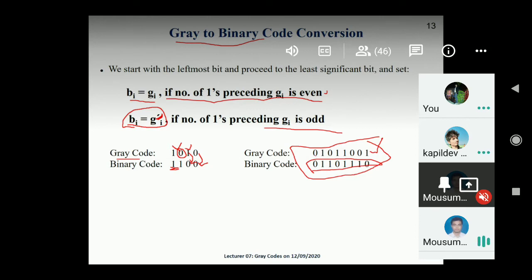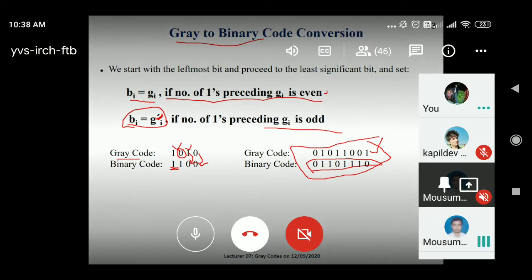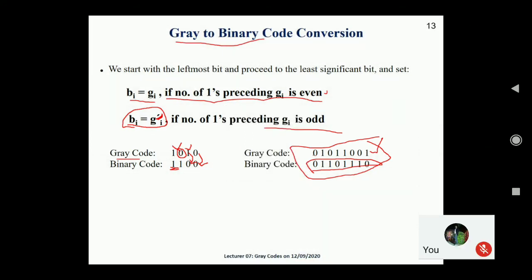So what happened? The gray code is 0. Okay, so what happened before 0? Because this one is the most MSB, most significant bit. Before 0, there is no 1 or no 0. So that time, by default, we are considering GI, we are assigning to the BI. Now, what is the value of GI? Suppose this one is 0, 1, 2, 3, 4, 5, 6, 7.